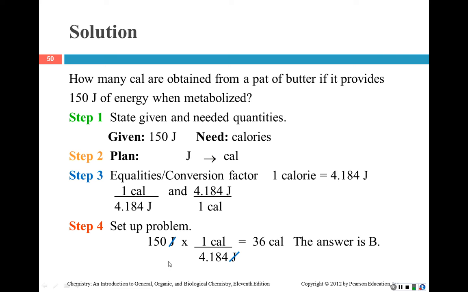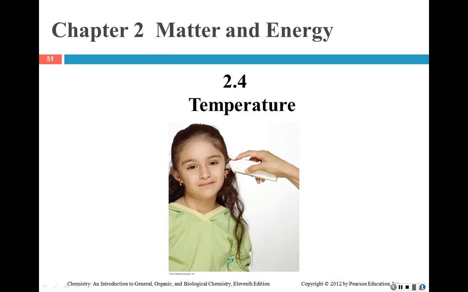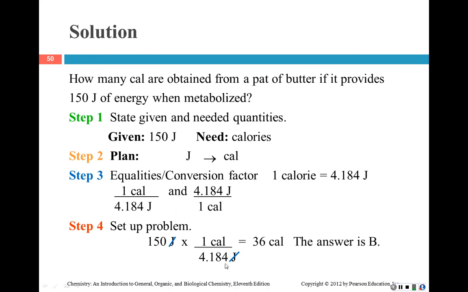So we set up the problem, start with what you've got, and put the unit that you're going to. So 150 joules times, you always put the unit underneath the next equality to be the same as the one that was before it, so joules and joules. And so we know 1 calorie is the same as 4.184 joules. And so when we multiply that, we have 150 times 1 divided by 4.184. That gives us 36 calories. So answer B was correct.